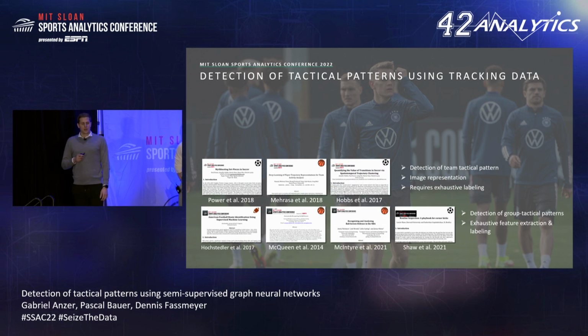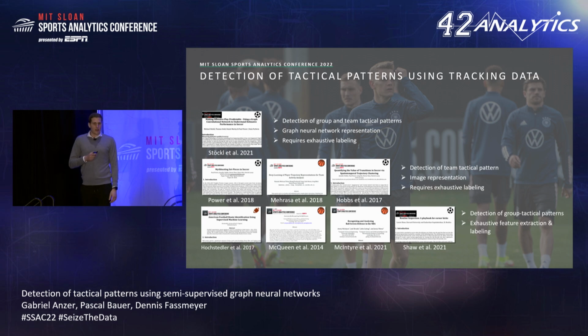Another methodology applied is to avoid this feature extraction and put the positional data, those spatiotemporal data, into an image representation, which allows the authors to detect patterns on a team level. Again, all those approaches required exhaustive labeling data. We've seen an approach using image representations and CNNs this morning as well, where maybe the computing intensity is another problem. Then last year, graph neural networks were introduced as one way to represent the spatial temporal positional data in a permutation invariant space.